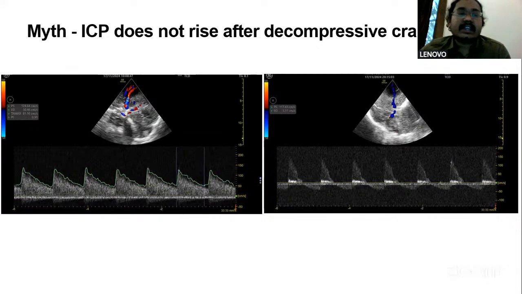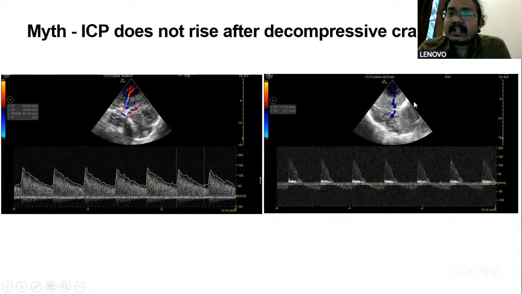ICP does rise. So make sure that you see it on a case by case basis and stop osmotherapy only accordingly. This is from one of our patients, done on 17th of November 2024. In the morning, we did TCD after decompressive craniectomy. Here the velocity waveform is normal, mean flow velocity is 81, and pulsatility index is 0.91.